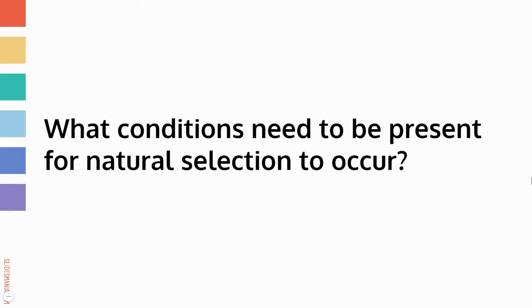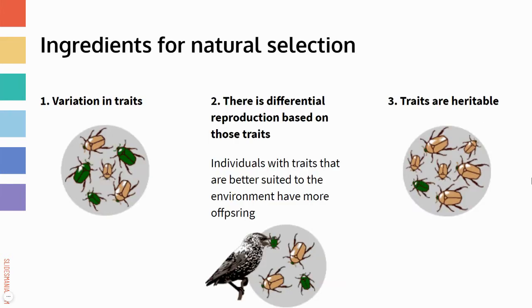But there are certain conditions that have to be present in order for natural selection to occur. Natural selection isn't just something that's always going to happen. There need to be certain conditions in place. So, what are these conditions?